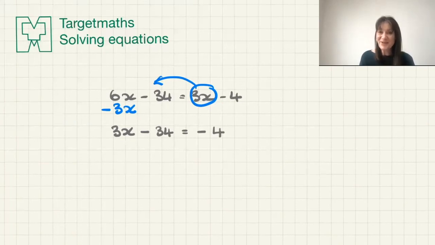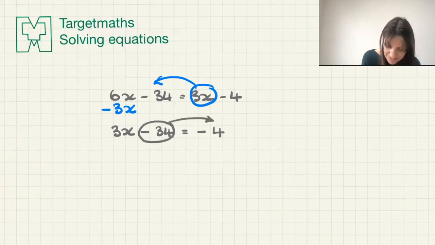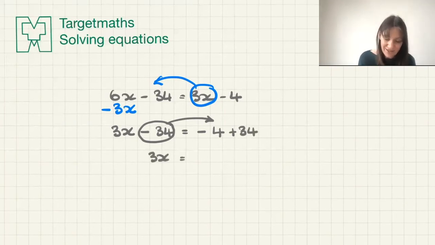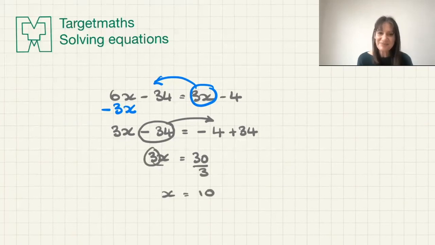Now I'm in my comfort zone. I don't have to swap anything round. It's on the right side for me. All is good. I can just carry on now. -34 lands as +34. So I've got 3x equaling. I'm at -4, I'm adding 34, I'll end up at 30. Divide through by the 3, and I've got x equals 10. If you got that right first time, brilliant. Really, really good. Well done.